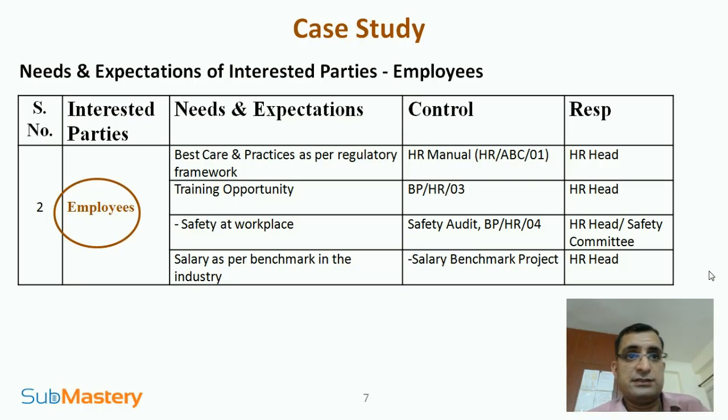Okay, so let's see employees. What are their needs and expectations? Number one, best care and practice as per the regulatory framework. They need training opportunities, safety at the workplace, and salary as per the benchmark in the industry. There could be other needs and expectations as well, and you need to have a control and monitor this progress through some responsible person. This is one example which I just shared. In this way I have also identified needs and expectations of other stakeholders, which you can see in the example in the resource section.